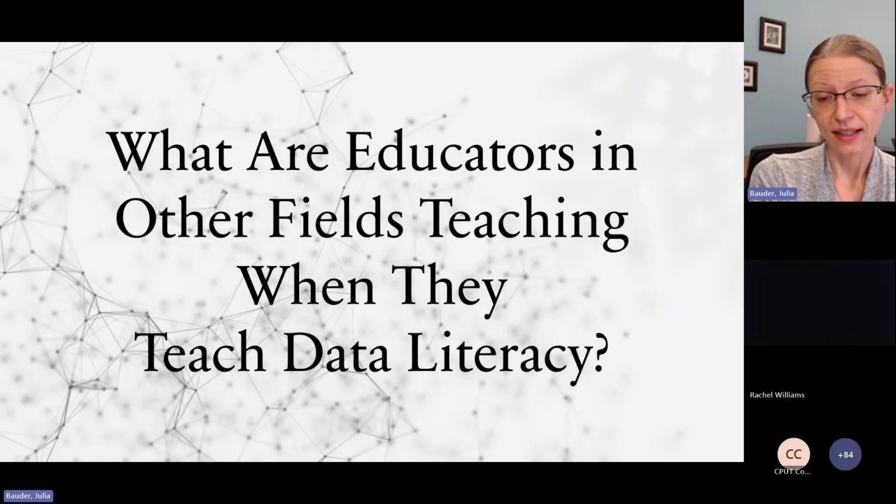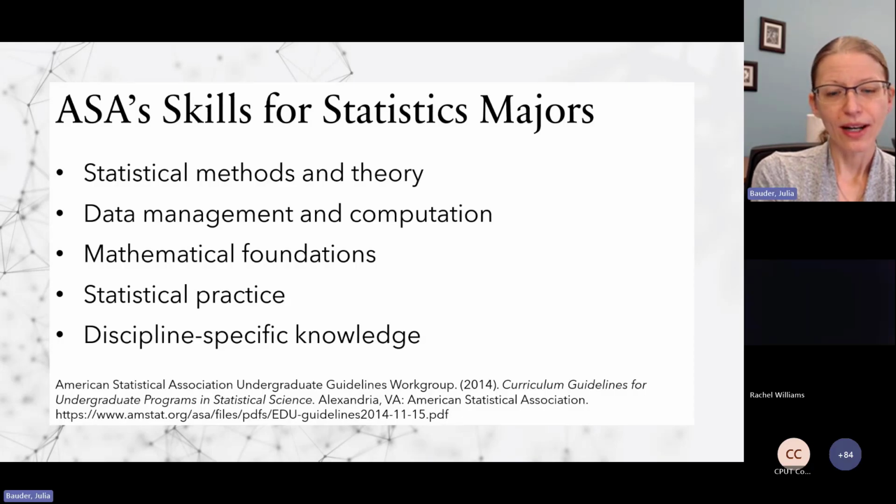Let's start with statistics, as probably the most data-intensive field taught on many campuses. If you're going to find data literacy in the disciplinary curriculum, the statistics department seems like the place to look for it, right? So the American Statistical Association has guidelines for an undergraduate statistics curriculum, which contains a list of the core skills that they think undergraduate statistics majors should get from their education. And there isn't a lot here that looks like data literacy, right? We've got data management clearly called out.